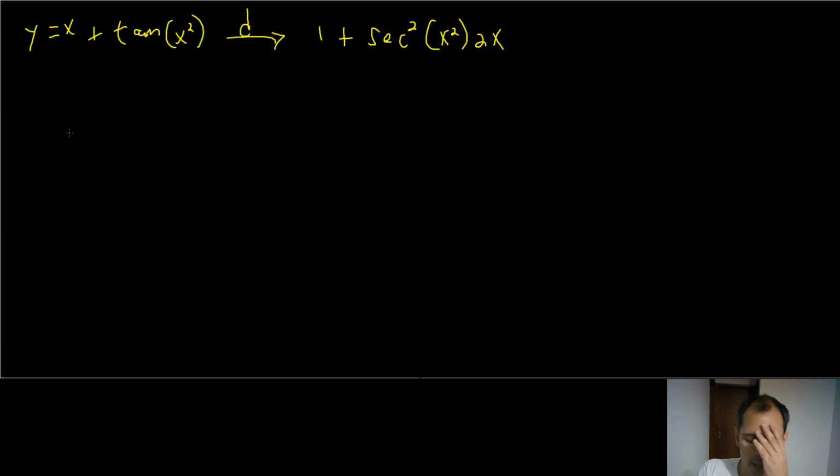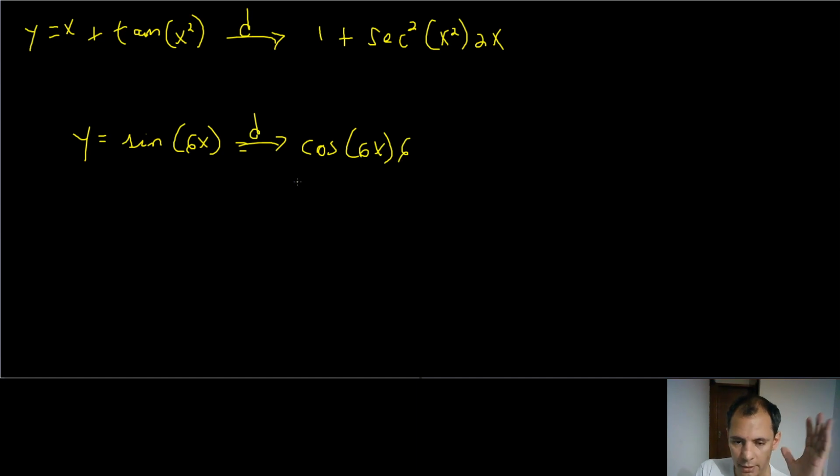There's something else that I want to show you guys, that you're using the chain rule even before you knew that you were using it. For example, y equals the sine of 6x, right? So let's do this. The derivative is going to be the cosine of 6x times 6. Great. What is this?